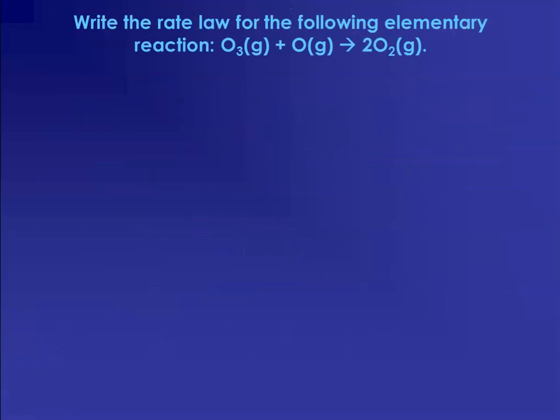So this is an elementary reaction, which means that we can write the rate law from its stoichiometry. We do not need to have any experimental data. We see that ozone and oxygen atoms are combined to make two oxygen molecules. And so the rate law would just be, rate equals k times the concentration of ozone times the concentration of your oxygen atoms.